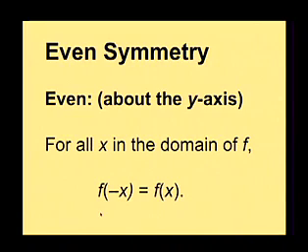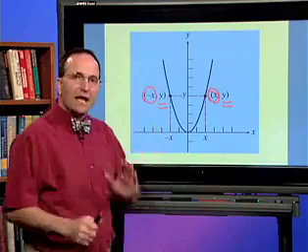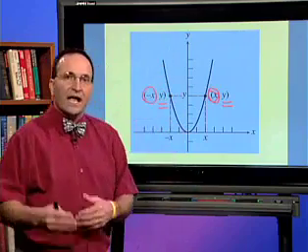Let's look at a graph. Here we go. This is showing us that when you plug in positive x or you plug in negative x, that you get the same y value. And therefore, this has even symmetry about the y-axis. And what does that mean?